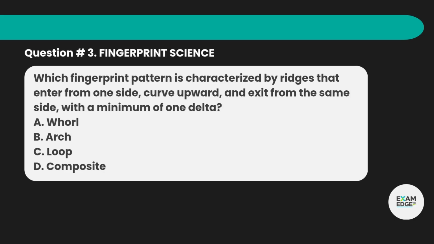Question number 3. Fingerprint science. Which fingerprint pattern is characterized by ridges that enter from one side, curve upward, and exit from the same side, with a minimum of 1 delta? A. Whorl. B. Arch. C. Loop. D. Composite.